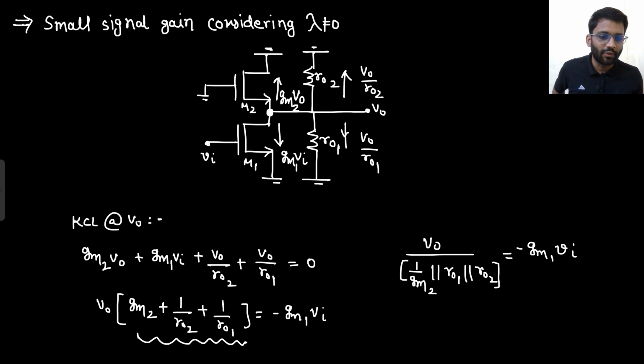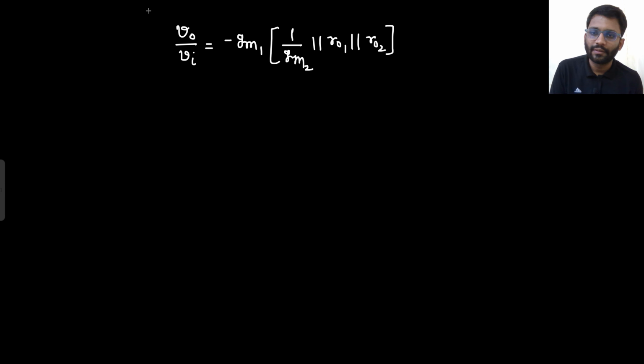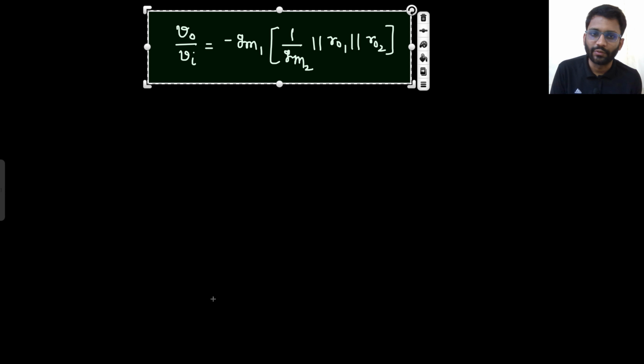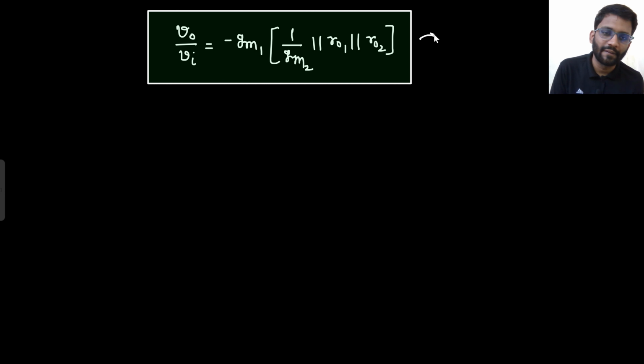So V naught by V in, what will be your V naught by V in? From here you can directly see your V naught by V in is minus gm1 into 1 by gm2 parallel with R naught 1 parallel with R naught 2. That's it. This is your V naught by V in, the small signal gain.